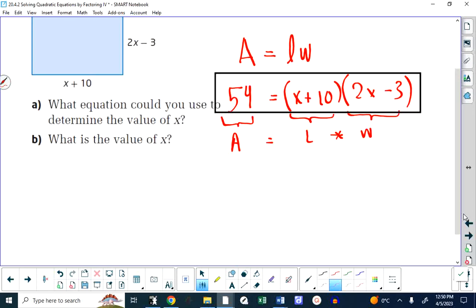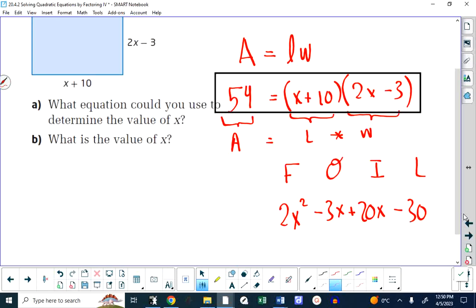X times 2x, which is my first. I'm doing first, outer, inner, and last. I'm going to have 2x squared. My outer is minus 3x. My inner is plus 20x. And my last is minus 30. Just keep me on my toes here and double check my multiplication there.